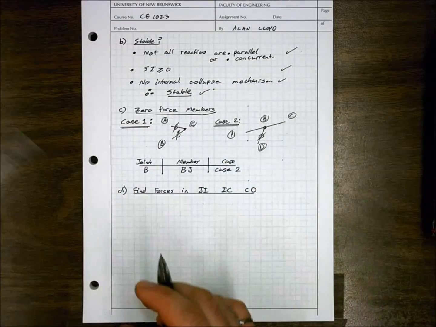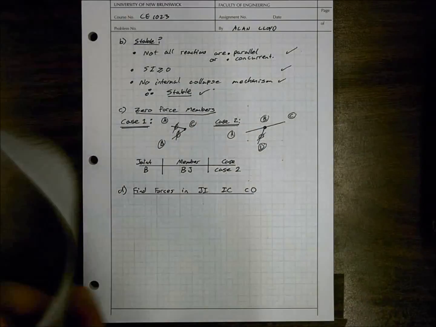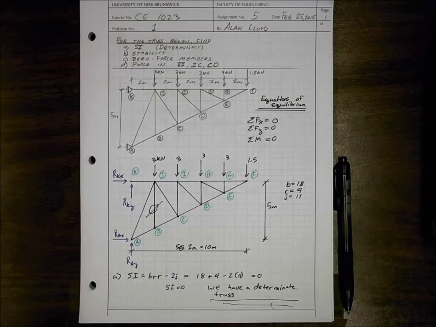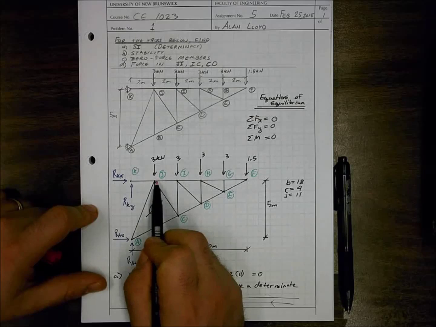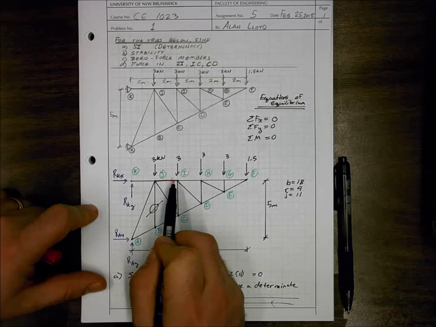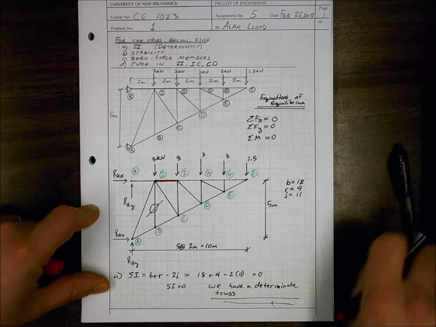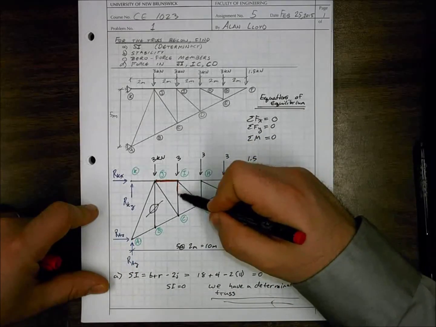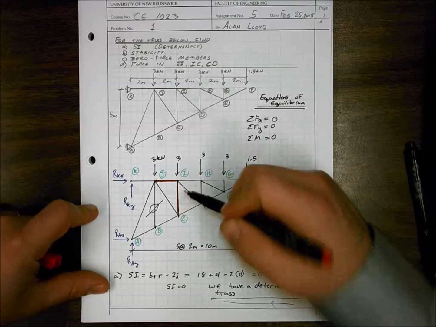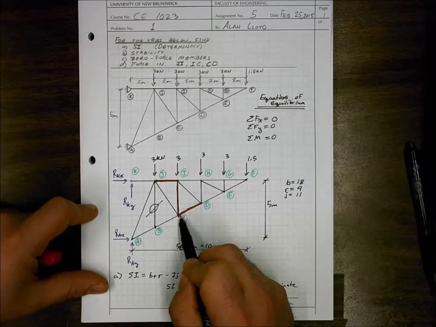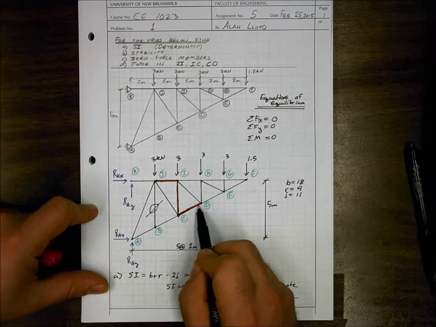Now to do this, we're going to need to identify first the locations of those members. So we can sort of highlight them here: JI, and then we have IC and CD. And with the method of sections, we're allowed to pass section cuts anywhere we choose.